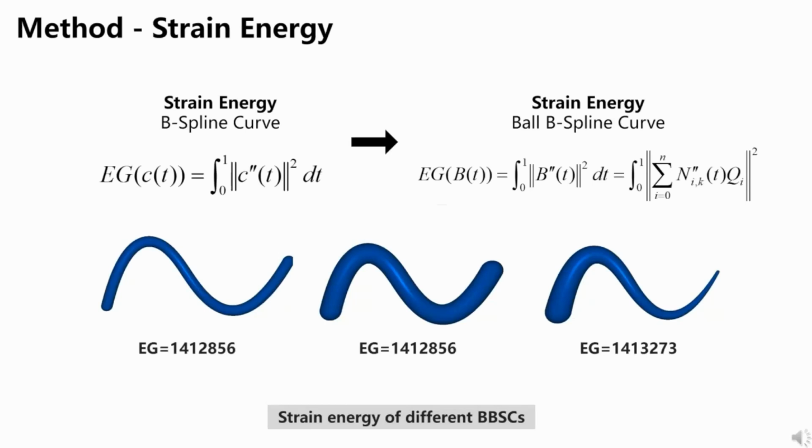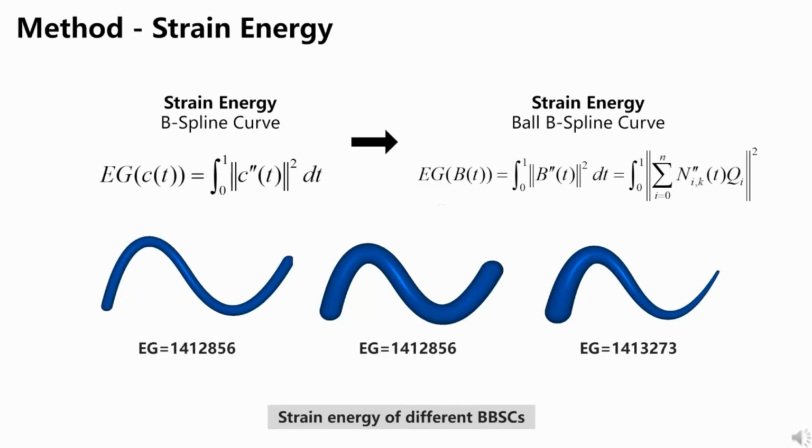In following, I will introduce the main method of our work, which is divided into 3 parts: strain energy function, continuity condition, and solution. First, the strain energy function. We refer to the definition of the strain energy function for general curves, and gave the definition of the strain energy function for ball B-spline curves.